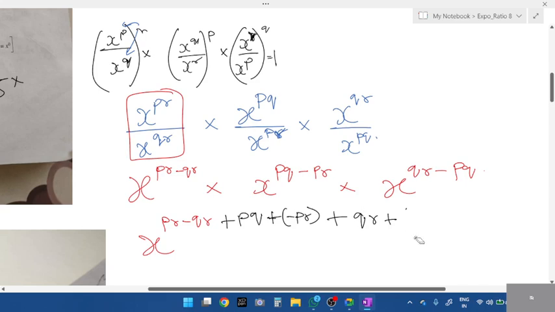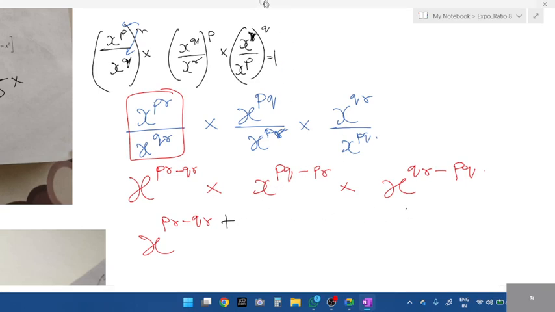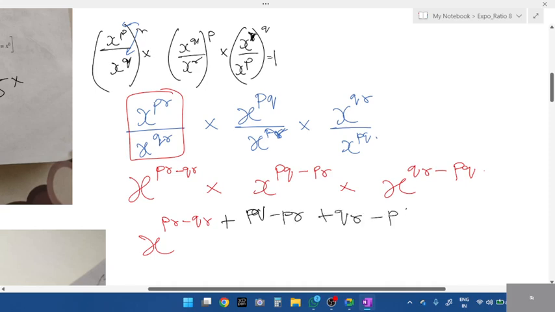Or do one thing, whenever we add, students, just copy the powers, whatever powers are given. PQ minus PR plus QR minus PQ. Tell me which one gets cancelled. Look at all the values, plus PR and minus PR gets cancelled. Definitely it will get cancelled. Plus QR minus QR plus PQ minus PQ. If everything gets cancelled, you'll get 0.